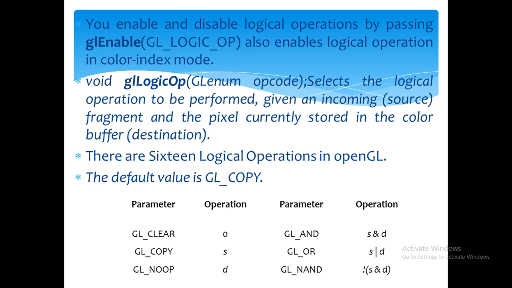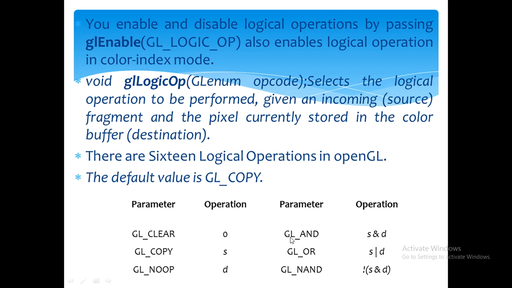Then GL_NOOP, that is destination. Whatever destination input value is there, if the destination is red color, only the destination color will be displayed there. If the destination is black color, the color on the monitor will be black. That is NOOP, GL_NOOP, right? Here in glLogicOp you have to use GL_NOOP. If you use GL_NOOP, then it will return the destination as it is, right?